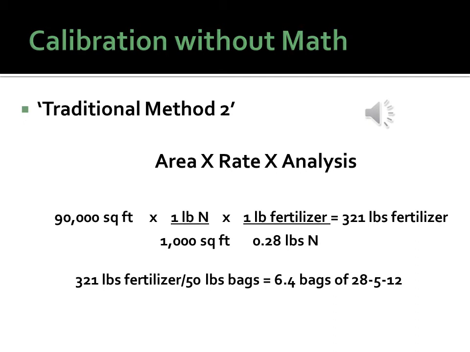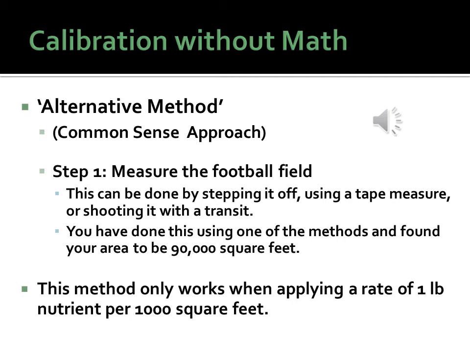It's really like the same formula we put in number 1. All right, your alternative method. It's also called your common sense approach. Step 1, measure the football field. Hey, we've done this. We've come up with 90,000 square feet. This method, though, will only work when applying a rate of 1 pound of nutrient per 1,000 square feet. With the traditional method, like I said, we could figure out 2 pounds per 1,000, or 1 pound per 2,000 square feet. We could substitute any rate there. But with this one, we can only do 1 per 1,000.